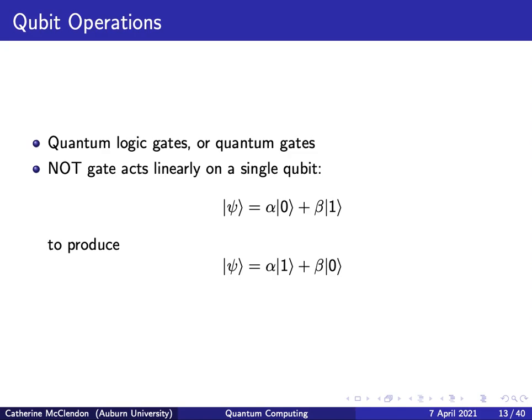Operations on qubits are performed via quantum logic gates, also known as quantum gates. The most basic operation is the NOT gate, which acts linearly on a single qubit to produce the opposite. So it flips the 0 to the 1, and the beta 1 is flipped to beta 0.